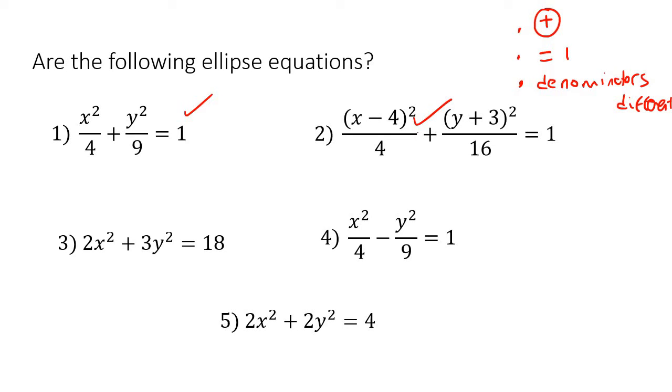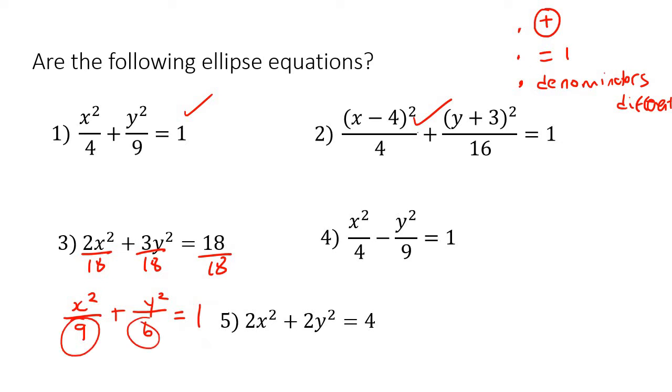Now, this one is not equal to 1, but we can make it equal to 1 by dividing everything by 18. Then we simplify. If you type that on your calculator, it will give you 1 over 9. So you can say x squared over 9. You can imagine that there's a little 1 over there. If you type this in the calculator, it will give you 1 over 6. So you can imagine it would be something like 1y squared over 6, and then this is equal to 1. Now we can see if it's an ellipse: there's a plus. Yes, it's equal to 1. Yes, these numbers are different. Yes. So this is an ellipse.